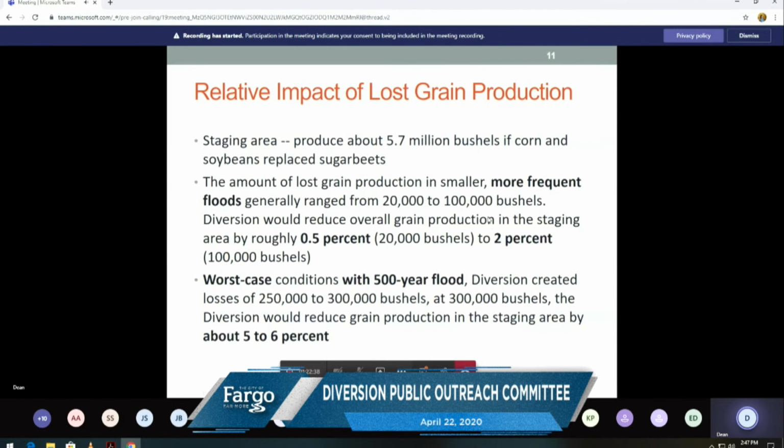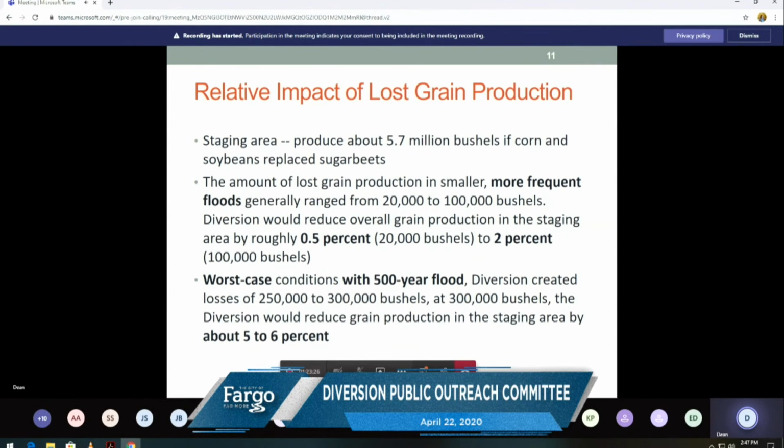So what's the relative effect of that? Can we put that into context? If we eliminated sugar beets again, to make this a simpler, more conceptually consistent analysis, we're looking at about 5.7 million bushels. That would be corn, wheat, and soybeans coming from the staging area using current yields, assuming no major planting delays. This is absent of the diversion type of condition. The amount of grain production that's going to be foregone is a combination of lands that are prevented from being planted and yield reductions on lands that are delayed. So it's a combination of both those factors. Anywhere from 20 to 100,000 bushels.